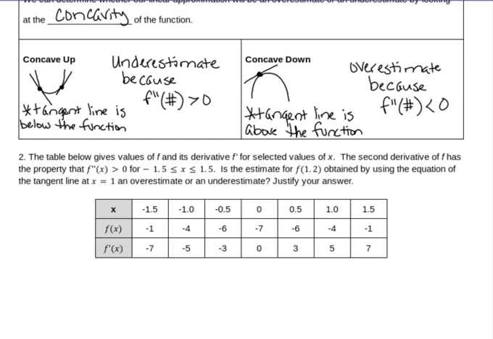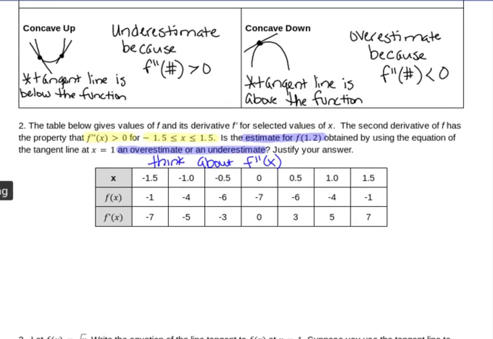So we're going to figure out right now, is that estimate that we found an over or underestimate? The thing I want to highlight here is we're just asking, is the estimate an over or underestimate? We don't have to find it because we already found it the other day. In order to decide if this is an over or underestimate, we need to think about the second derivative. So think about f double prime of x. Something really important here in all those words that I read at the beginning: it said f double prime of x is greater than 0 on this interval. 1.2 is inside that interval. It means then, if I read that carefully, f double prime of 1.2 is greater than 0.